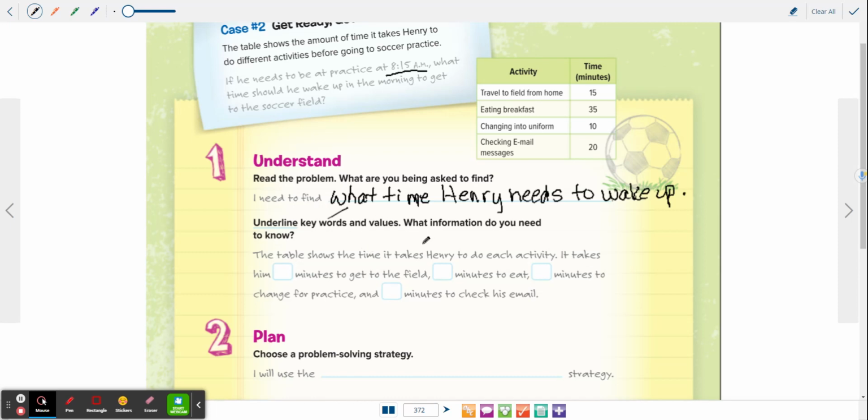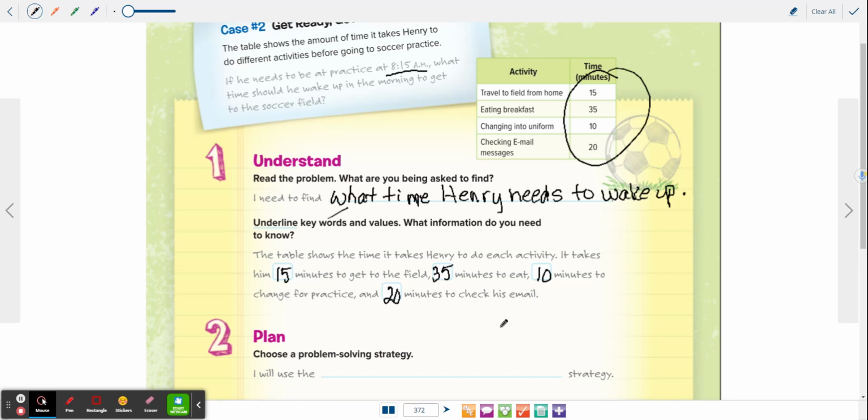So underline keywords and values. What information do we need to know? Well, the 8:15 a.m. is important. The table shows the time it takes Henry to do each activity. So all these are important. It takes him blank minutes to get to the field, 15. Blank minutes to eat, 35. Blank minutes to change for practice, 10 minutes for that. And blank minutes to check his email, 20 minutes there.